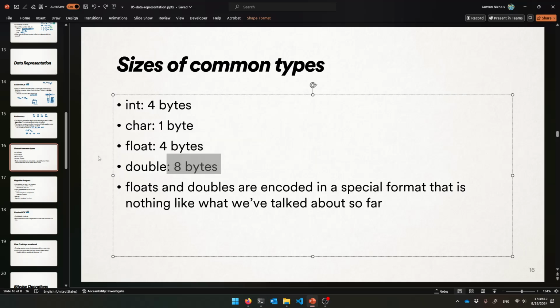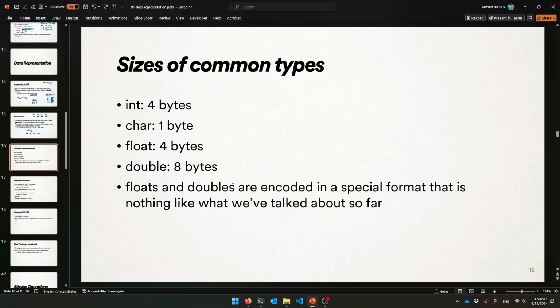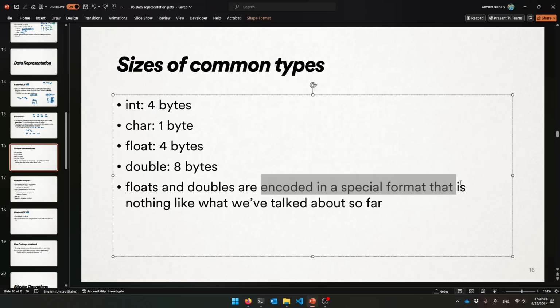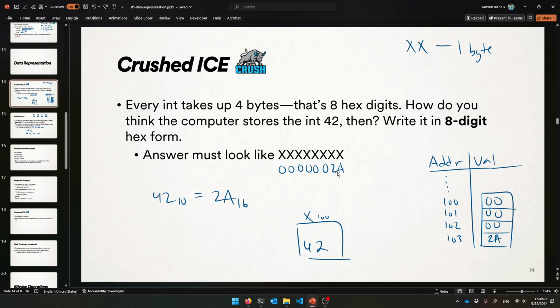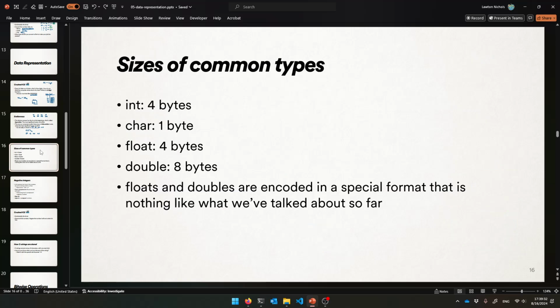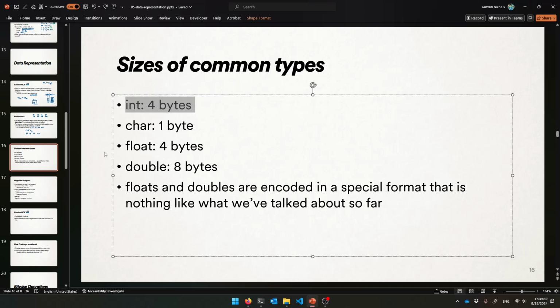All right. So I haven't shown you how floats and doubles look in memory. They're encoded in a very special format that the CPU can understand still. They look nothing like these numbers. All right. 42 does not look anything like this as a float or as a double. 42.0 at least. All right. So that's something we'll talk about later. But yeah, I've shown you how to convert into integers and stuff like that. Chars are still numbers; they just take up less space.